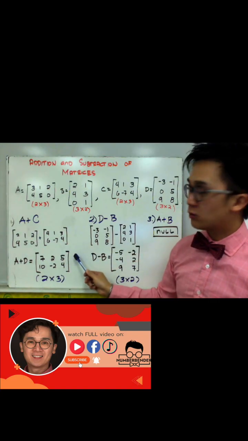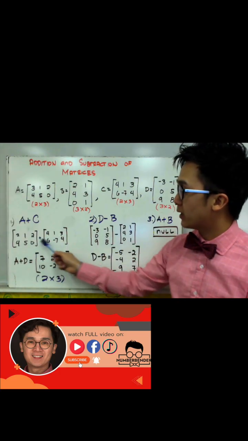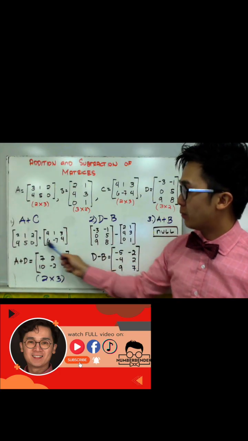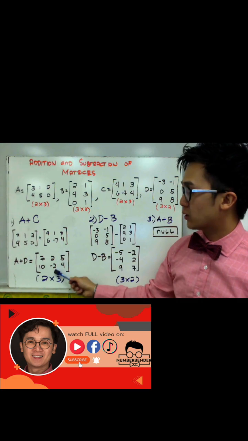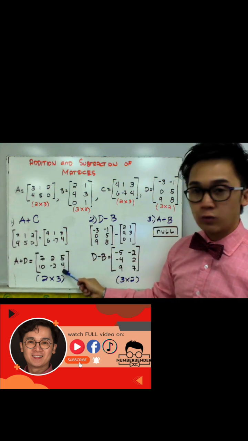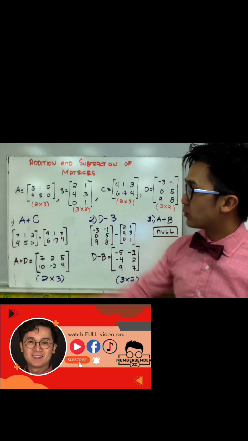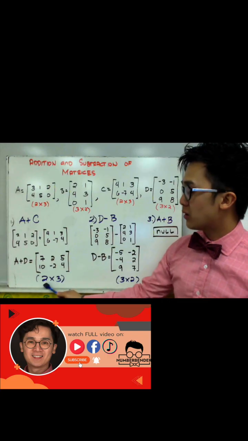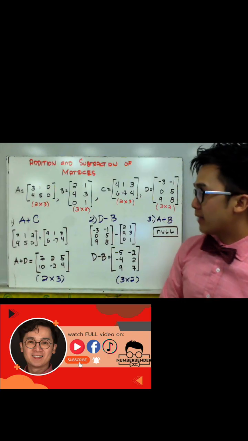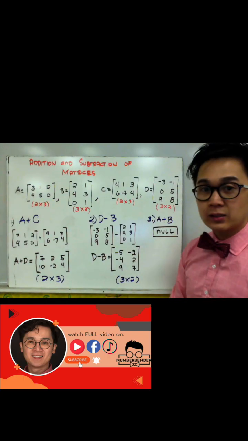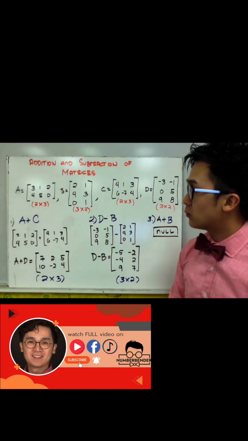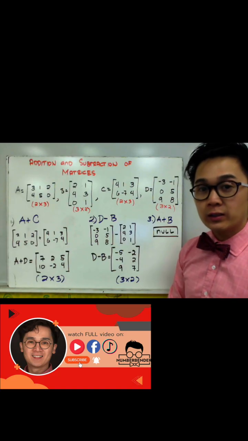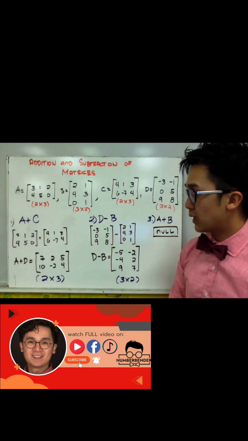And for the second row of our matrix, we'll have 4 plus 6, which is 10, 5 plus negative 7, which is negative 2, 0 plus 4, which is 4. So the sum of matrix A and C is simply 6, 2, 5, 10, negative 2, and 4, which is another 2 by 3 matrix. And that is one of the properties that you need to remember in adding and subtracting matrices. You can only add or subtract matrices with the same order.